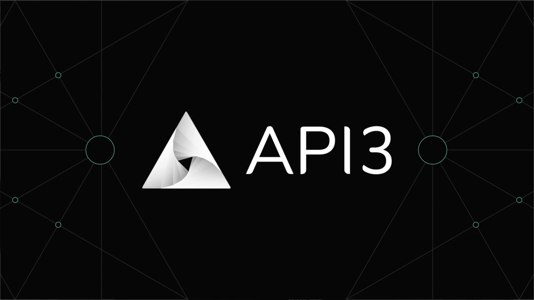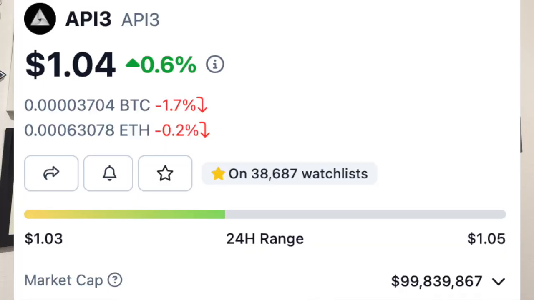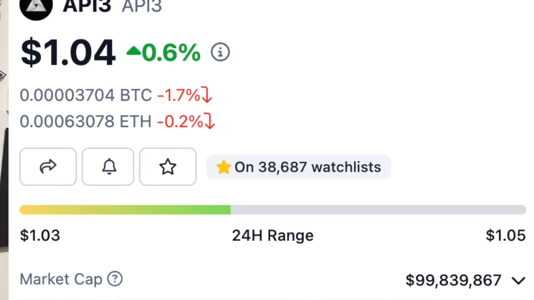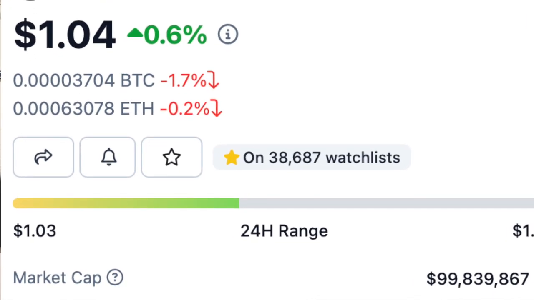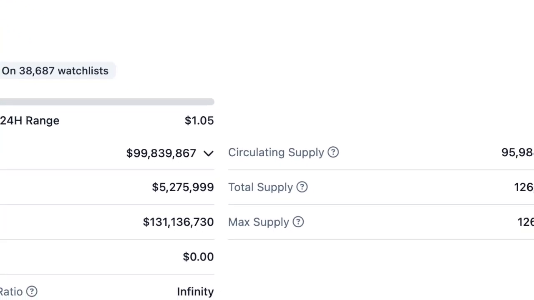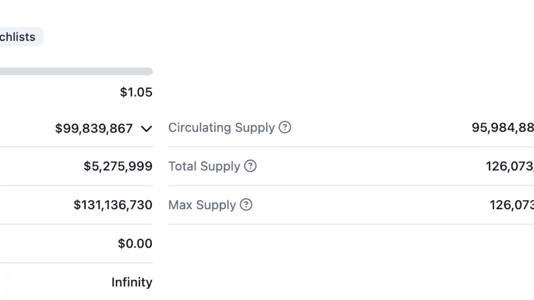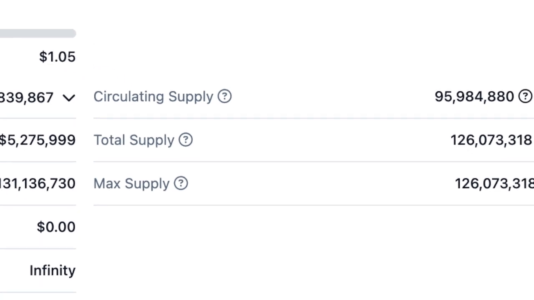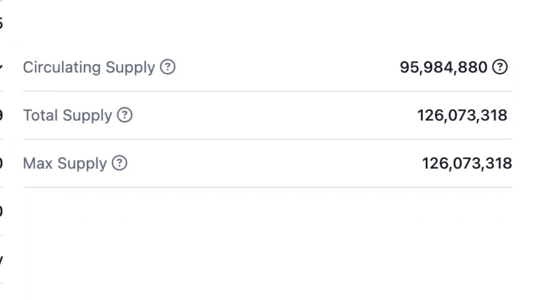Now, the next coin that I want to jump into is API3. And API3 is an oracle, very similar to Chainlink, but they offer different functionality. So fundamentally, oracles, I believe, are very strong in this space. Now, the market cap of this coin is higher than the last one, sitting right around 100 million, but the supply is also a lot lower, sitting right under 100 million. The circulating supply is 95 million and the total supply is 126 million. So the difference is very minimal.